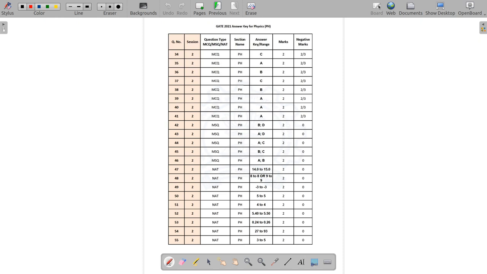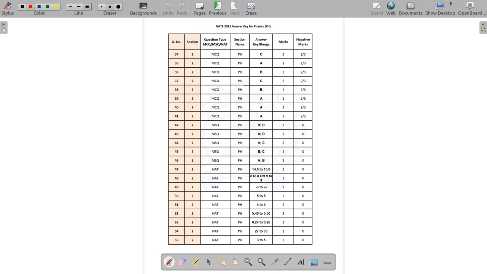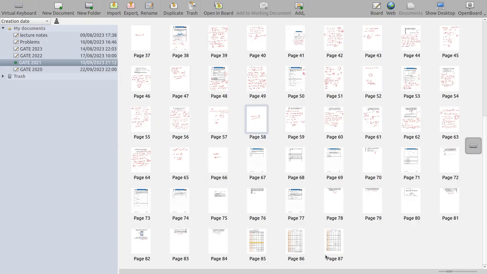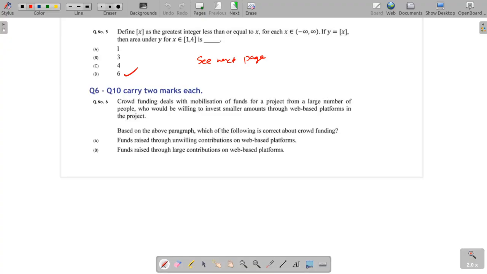Now we are moving on to the rest of the time. We will be having half an hour. Next half an hour we will look at 2020, the next one.